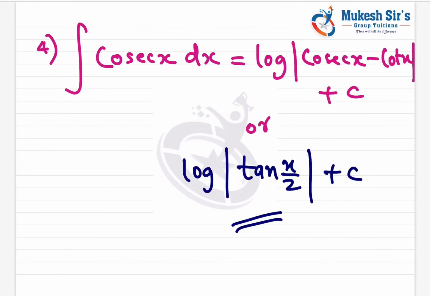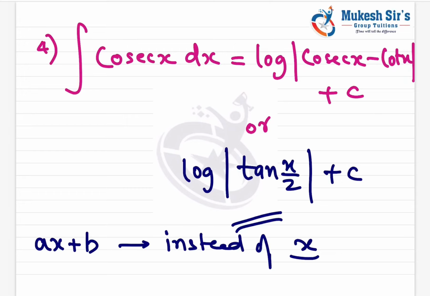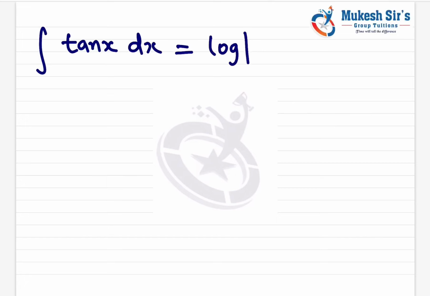In all these formulas, if you have ax plus b instead of x, then use the same formula in terms of ax plus b and divide the answer by the coefficient of x. Okay, means what? Integration of tan x. Let's write the formula once again. The integration of tan is log of mod of sec x plus c. Its composite form will be what?